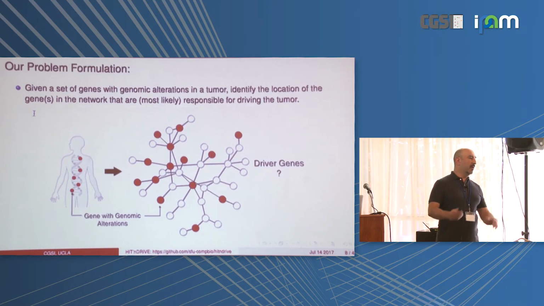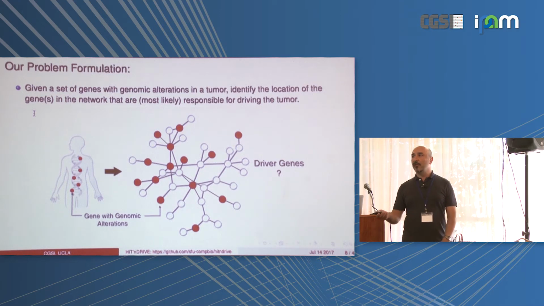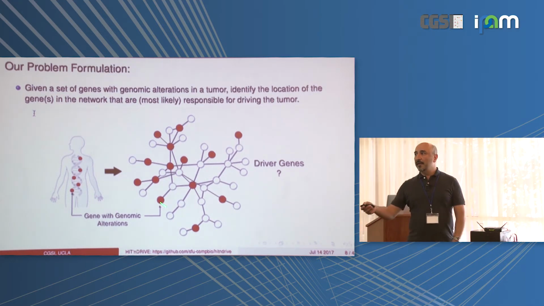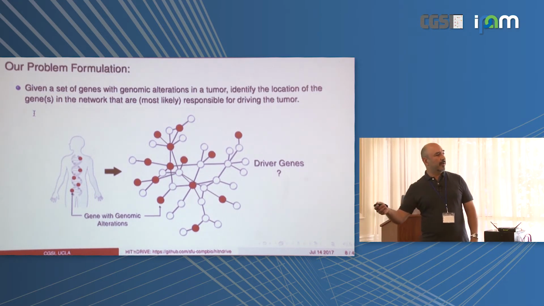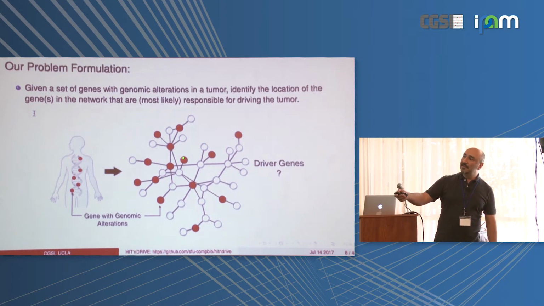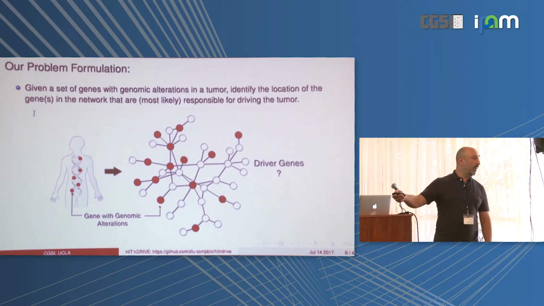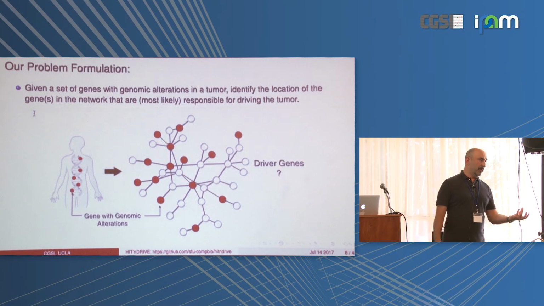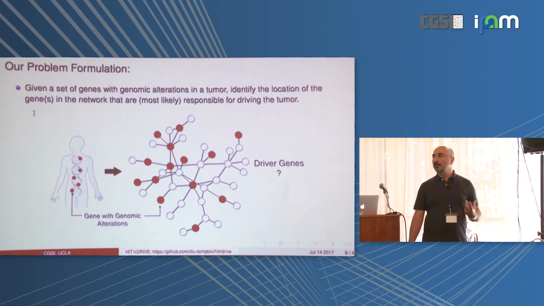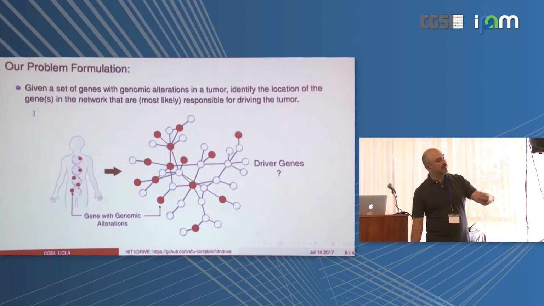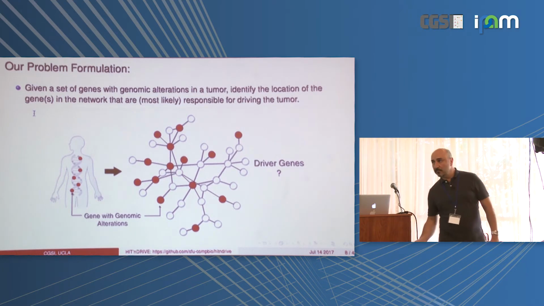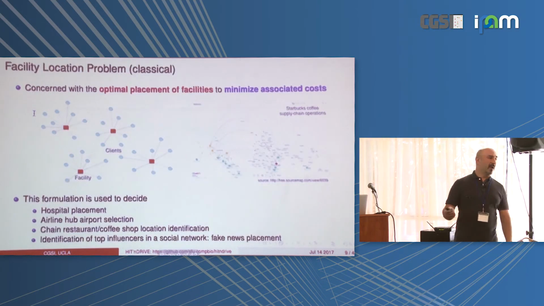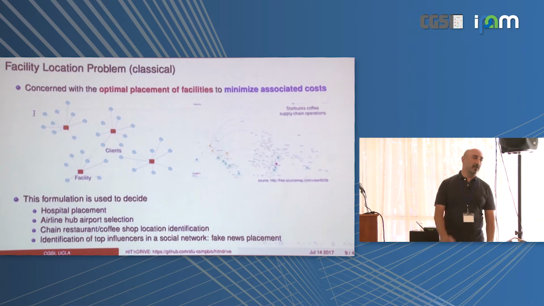So for that, we formulate the problem in a combinatorial way. So we are given a protein or gene interaction network. We know some of these genes have been altered from a sequence point of view, and we believe that a subset of them are the drivers. So how do you prioritize the drivers from the others? That is the problem. And we are going to formulate it as a facility location problem.